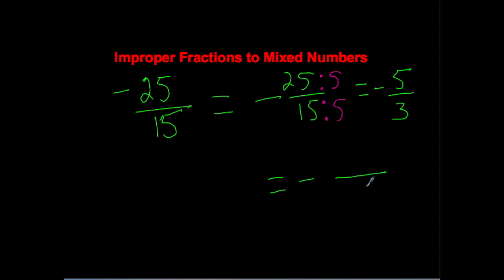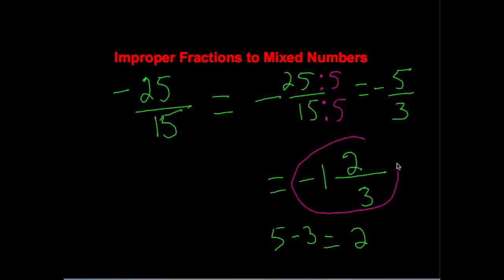Keep the denominator or the divisor the same. How many 3s can we get into 5? 1. Now once you do 5 minus 3, your remainder is what? 2. So the remainder is 2. So that's your answer, -1 2/3.